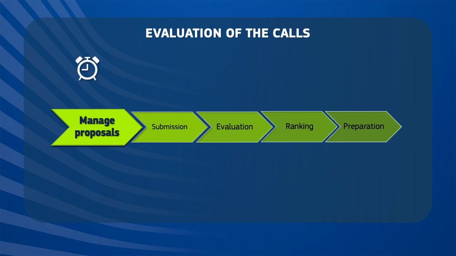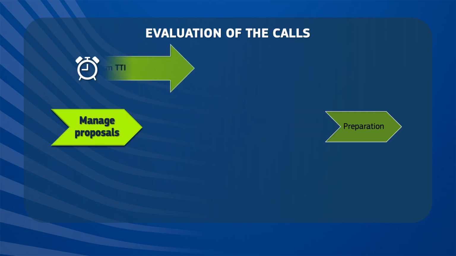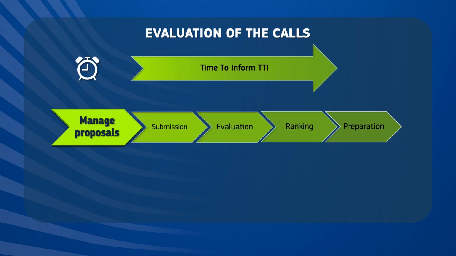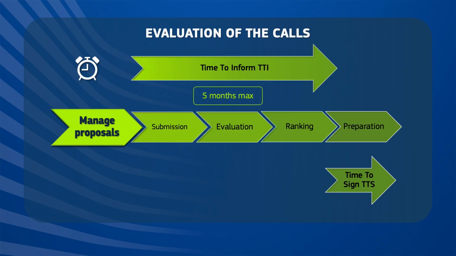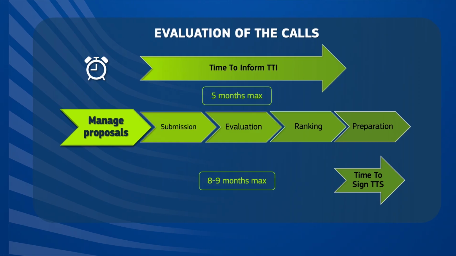The time from the evaluation of the calls to the outcome with the rankings is called the time to inform, or TTI for short. The duration of the TTI cannot exceed 5 months. As soon as the invitation letters are sent to the organizations, the time to sign, or TTS, starts. The duration of the TTS depends on the duration of the TTI, and the duration of both combined cannot exceed 8 to 9 months, depending on the complexity of the project.